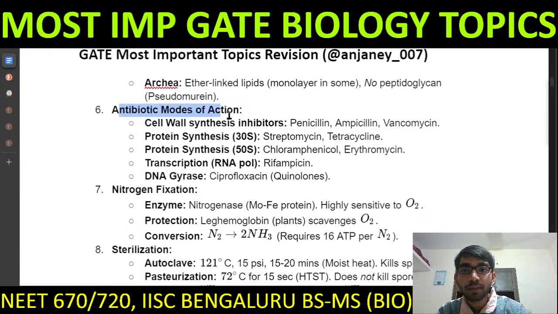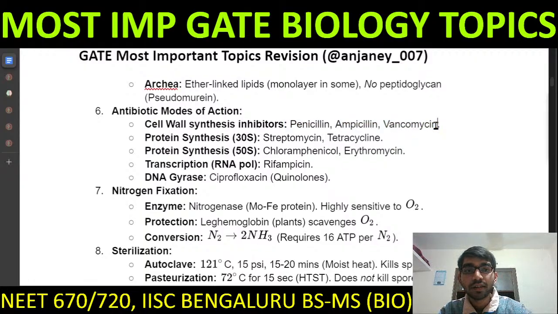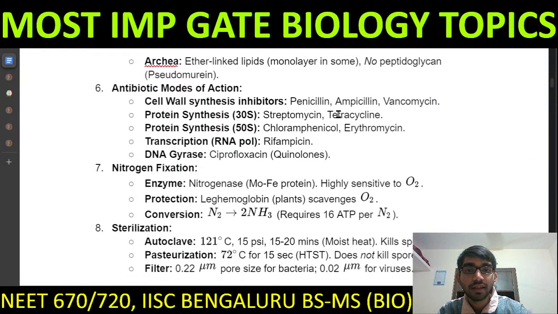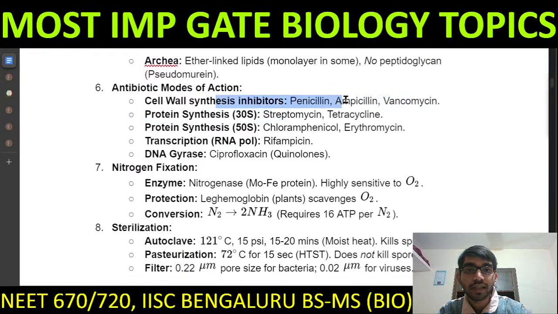Then some of the antibiotics and their mode of action. For example, cell wall synthesis inhibitors, for example, the family of penicillin, ampicillin, vancomycin, all of these block the synthesis of cell wall. Remember, not cell membrane, cell wall. So this peptidoglycan wall, which is made up of these units of N-acetylglucosamine and muramic acid, is not allowed to be synthesized because of these beta-lactamase enzymes.